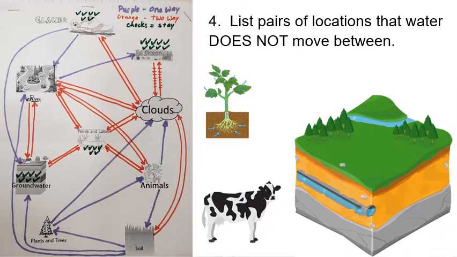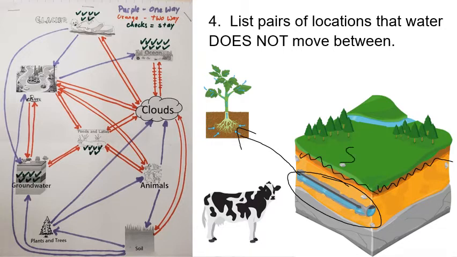Some other locations. Let's talk about groundwater. That groundwater is deep here under the ground. Water from groundwater can't go to a plant. Now I know what you're saying, plants are in the ground, but their roots are up here in the top part, which is called the soil. Plants can take water from the soil, but there are no plants deep underground. There are no animals that live deep underground. So therefore, water never goes from groundwater into plants or animals.